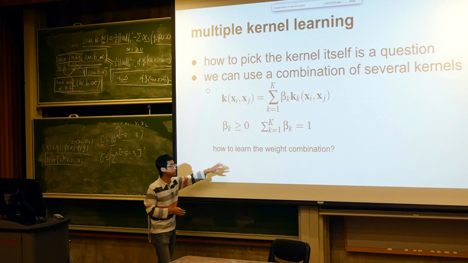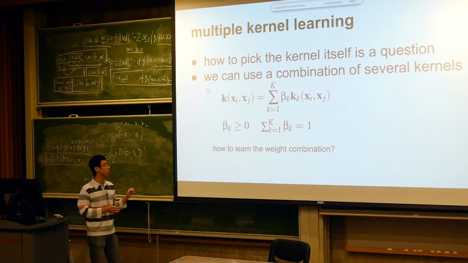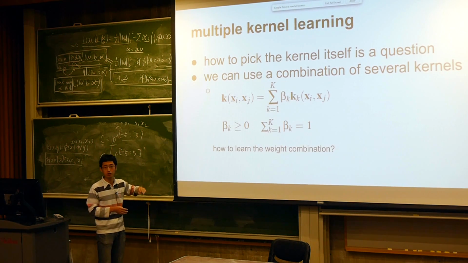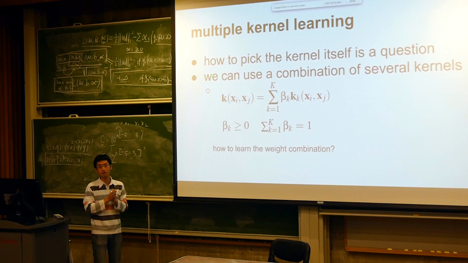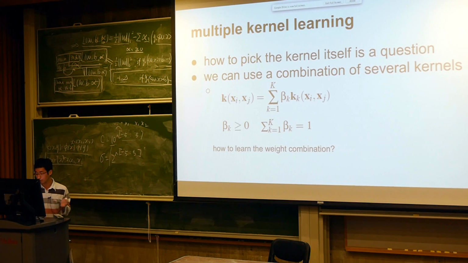Then how do we learn the weight combination? Well, one simple way is to put this framework into the original kernel SVM, and then we optimize beta together. But you have to be very careful. You have to put some regularization constraint on beta as well. Otherwise, you will have all kinds of problems. How to learn this weight combination is also a research problem. And I think for details, you need to refer to some papers. But here, I want to show you one example.